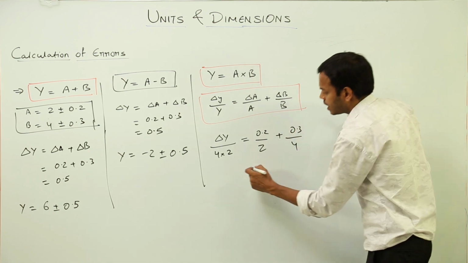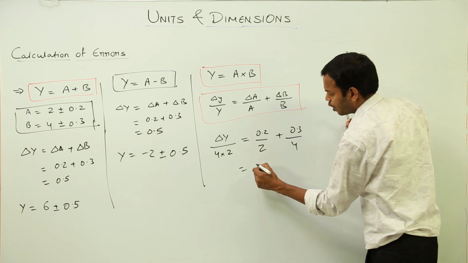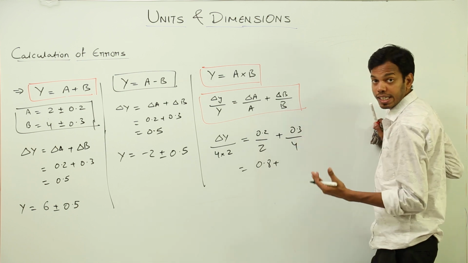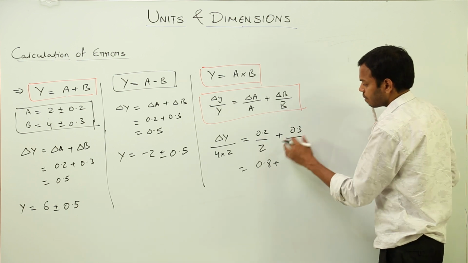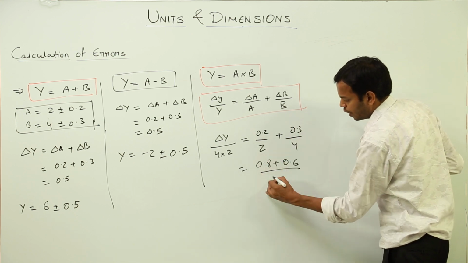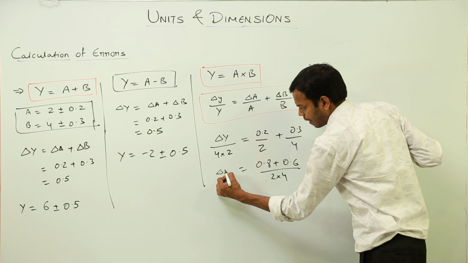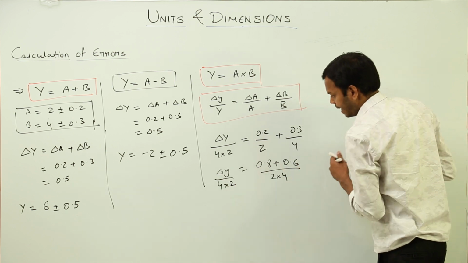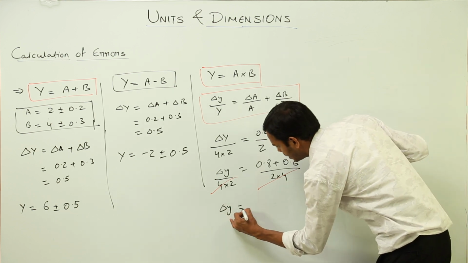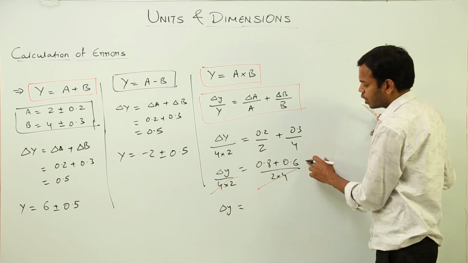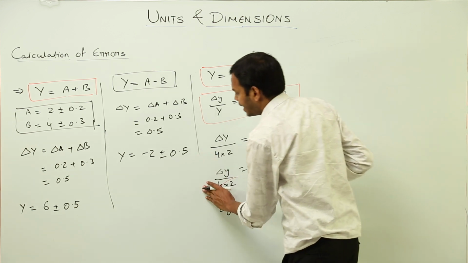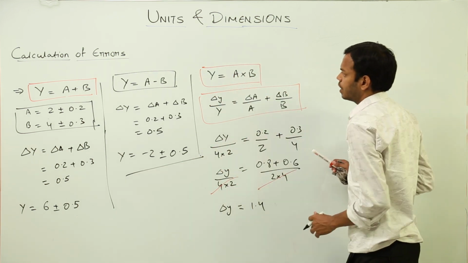So how do we calculate this? This would be 4 into 0.2, which is 0.8, plus 2 into 0.3. What I am doing is I am taking the LCM and cross multiplication. So 2 into 0.3, which is 0.6, over 2 into 4, right? Here, I can cancel out these two terms and I'll get delta y is 0.8 plus 0.6, which is 1.4.